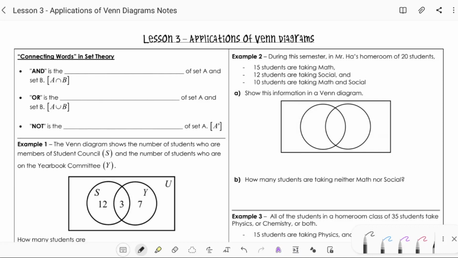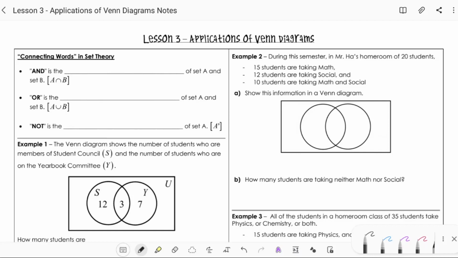This is going to be lesson 3 of our set theory unit. We're going to talk about applications of Venn diagrams. So how can we use Venn diagrams to determine a bit more about situations? How can we take some situations, express them through Venn diagrams, and use that to enhance our understanding? All those kinds of things.